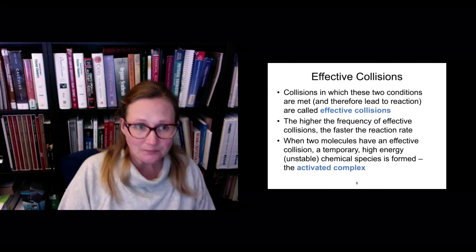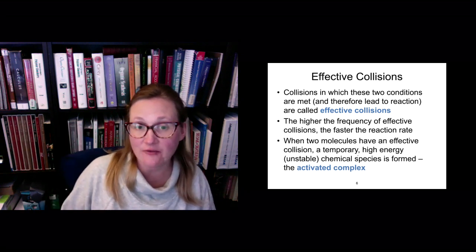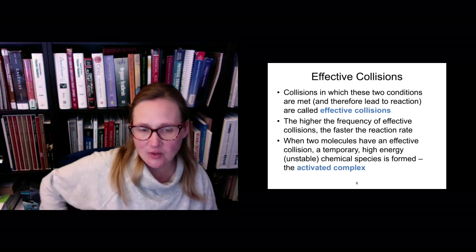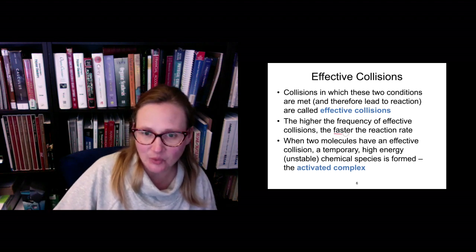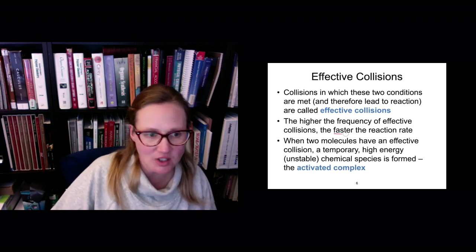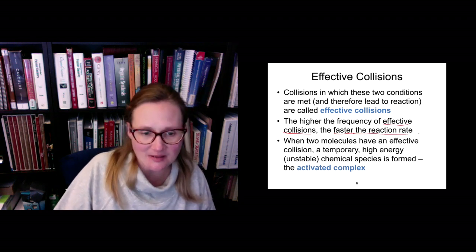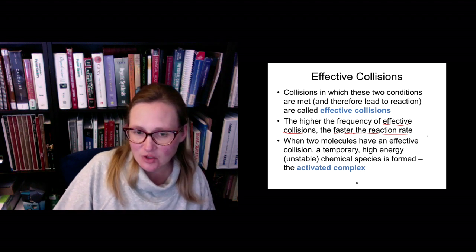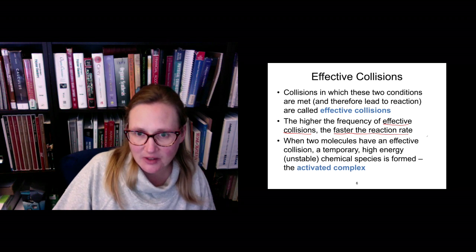Collisions in which these two conditions are met are called effective collisions. Effective collisions are the ones that make product. The higher the frequency of effective collisions, the faster the rate. So the more effective collisions there are, the faster the rate. That should make sense. If two molecules have effective energy, then they form an activated complex.